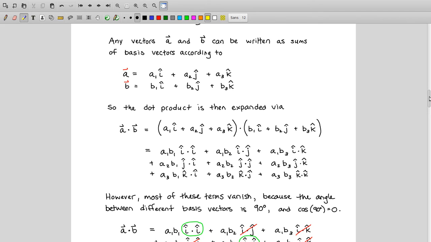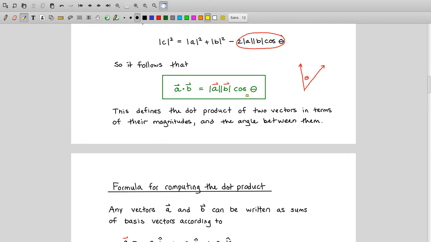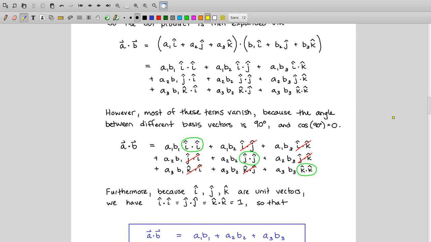That's quite a bit. However, it turns out that a bunch of these terms vanish. What did we just learn about the dot product? The dot product is magnitude A, magnitude B times the cosine of the angle between the vectors. I dot i, these are both magnitude 1, and the angle between them is 0. Cosine of 0 is 1, and so you get 1 times 1 times 1. So this term survives. You get a1 b1.